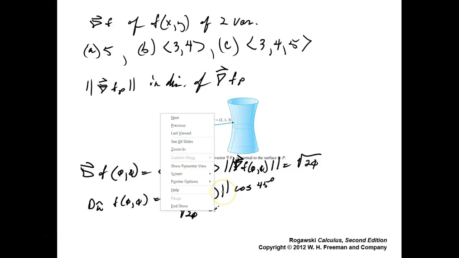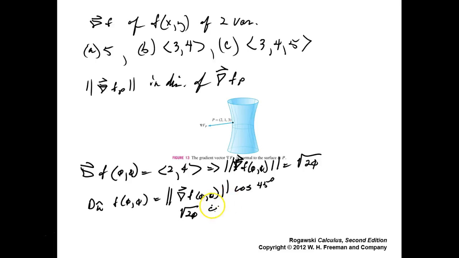So it's 0.7 times. I was just going to say root 2 over 2, which is about 0.707. But this root 20 is the square root of 4 times the square root of 5. The square root of 4 is 2, so the 2's go out, and that would just give you root 10. So let's see what root 10 is.